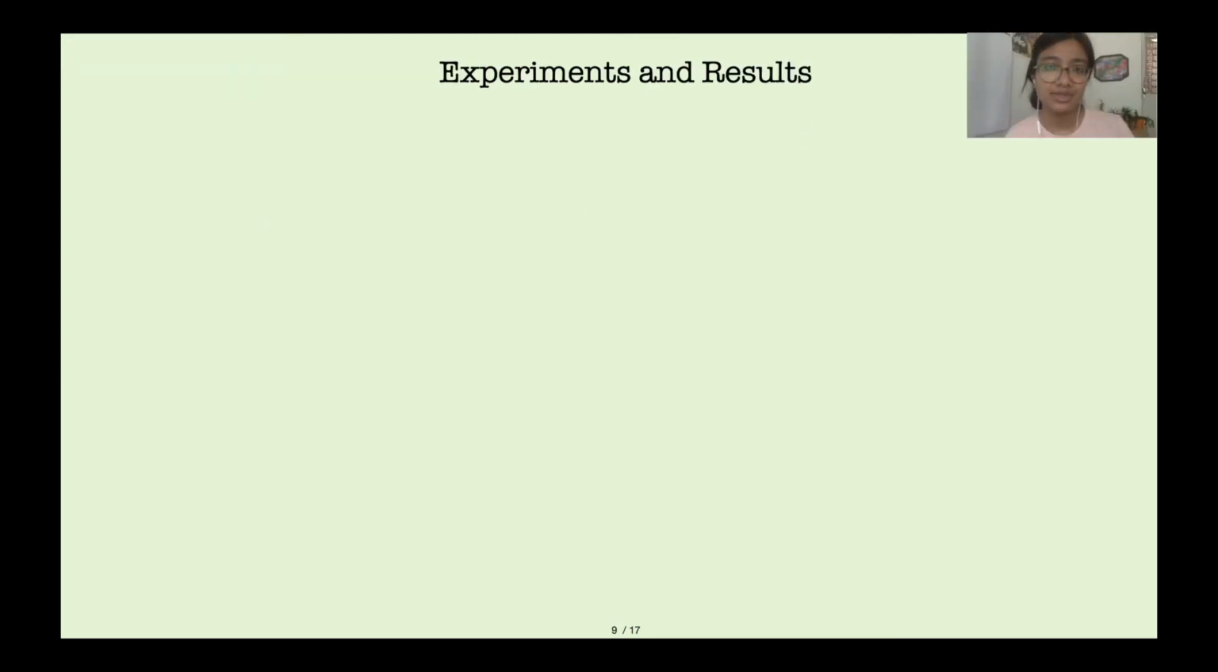So for our experiments, we have used data augmentation by training on 64 cross 64 patches. However, testing is done on whole images. And our test set includes 18 light field scenes.